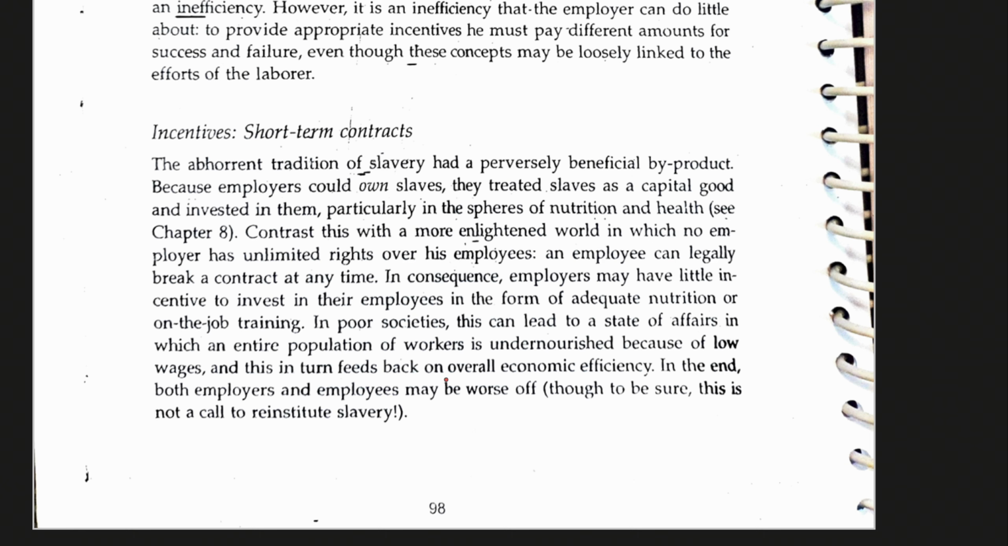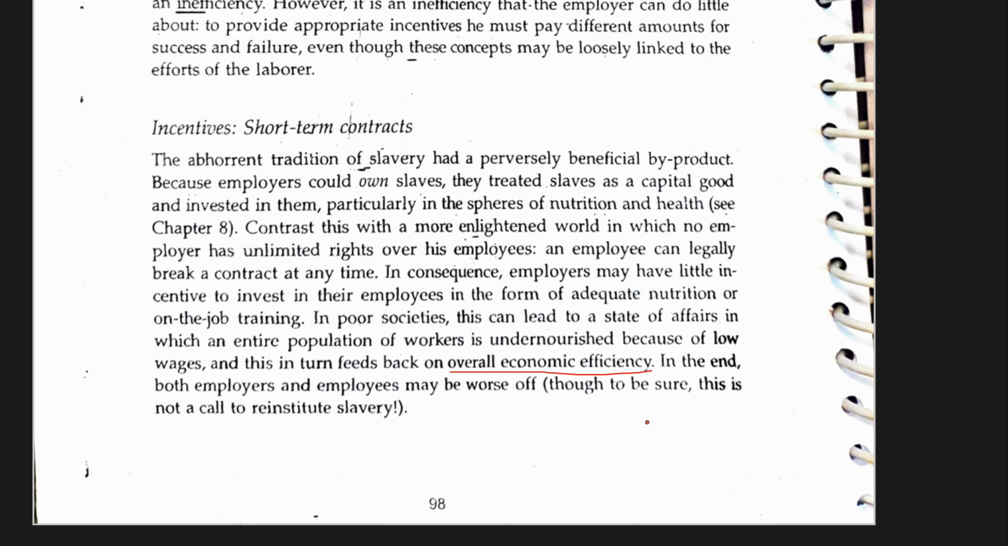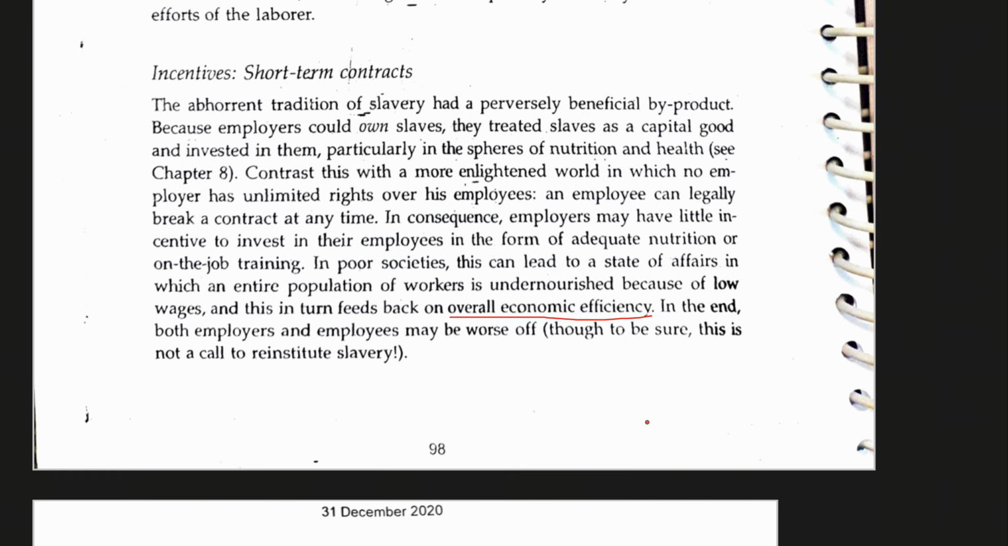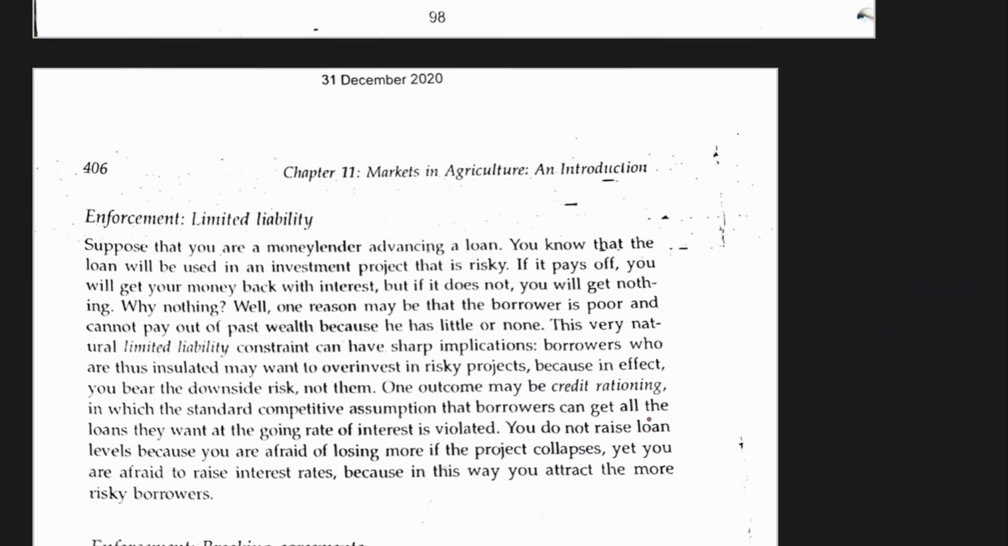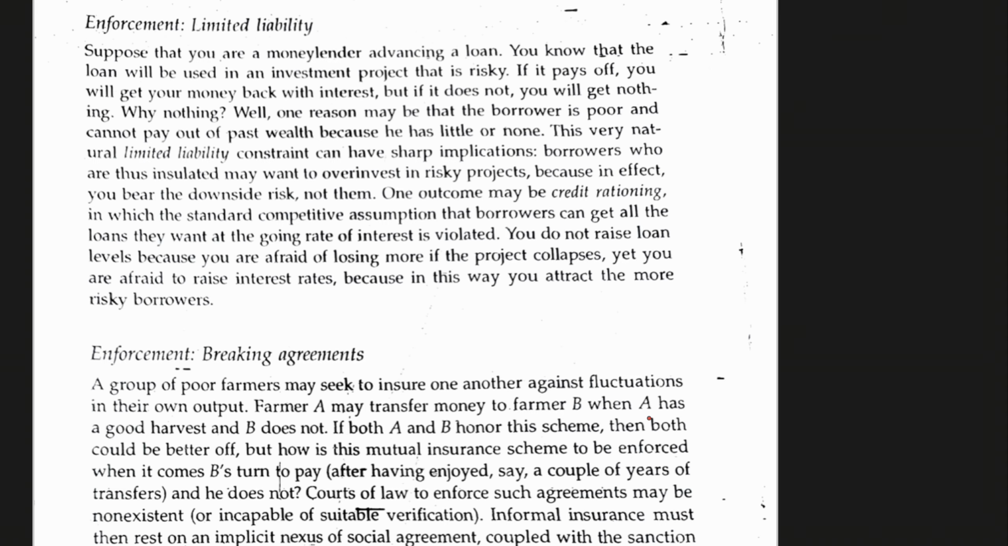If employers do not have unlimited rights over them, they would not care about the nutrition level or on the job training. And this would eventually lead to overall economic efficiency falling because they won't be able to make the produce that is required to help the economy grow. In the end, both employers and employees may be worse off. It's very conventional, but yes.